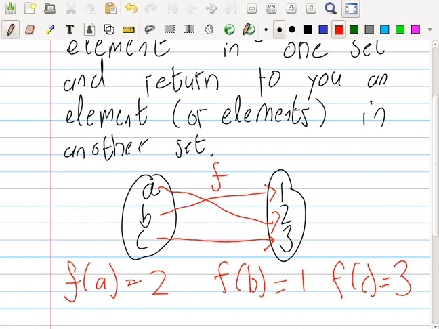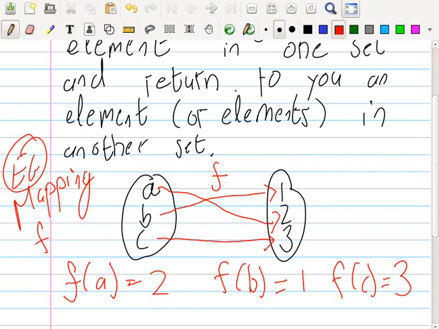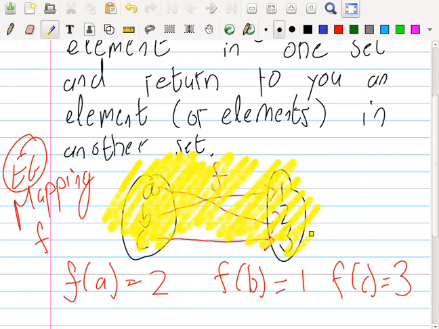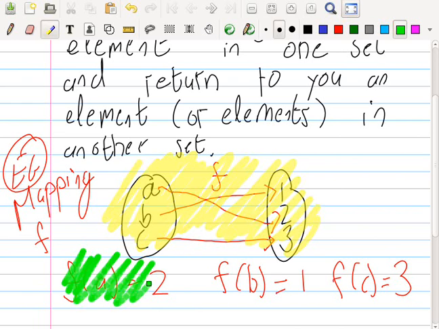So you can write mappings two ways. You can write it as a diagram or as definitions like this. This is mapping F. You can write it as a diagram like this, or as a list of rules like this.